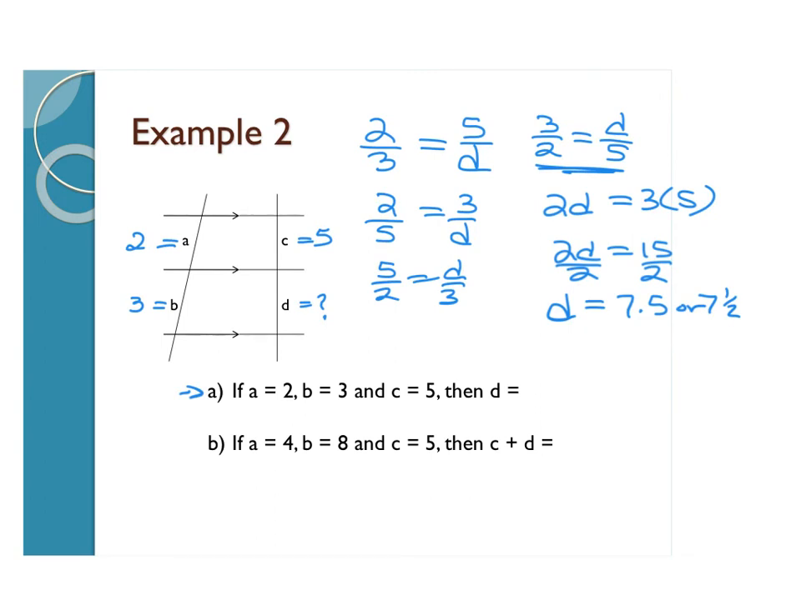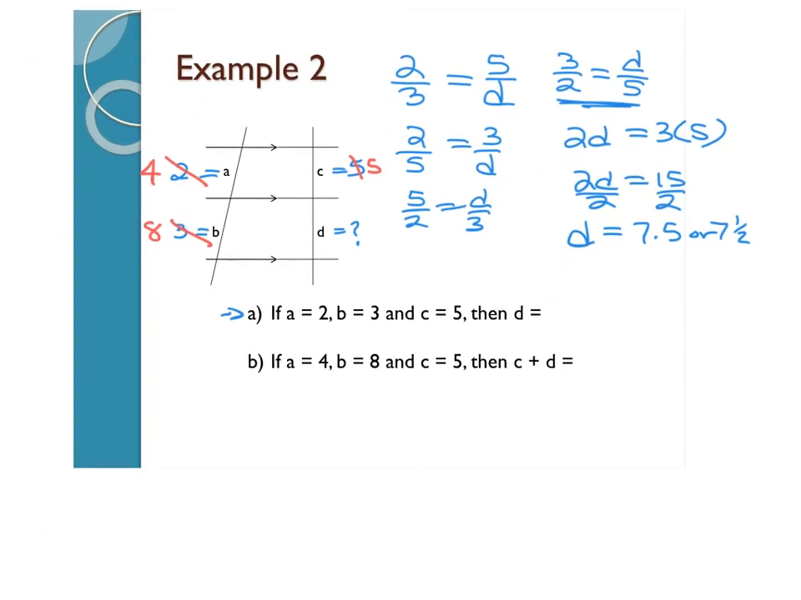Now I'm going to change the numbers. This time they're telling me that A is 4, B is 8, C is still 5. This time they want me to find C plus D. So I can do it exactly the same way, use any of those proportions, but once I find D, I need to go back and add that to C.